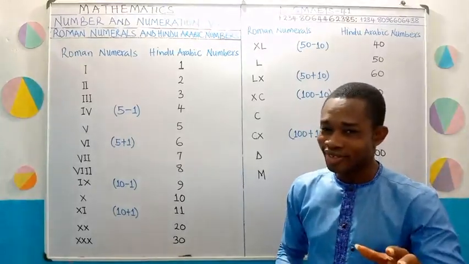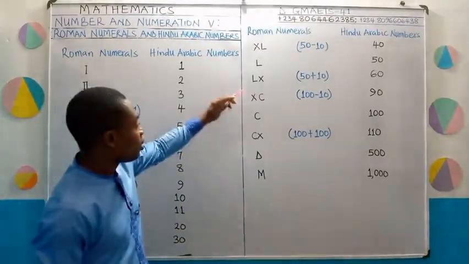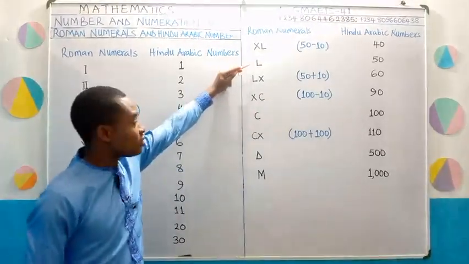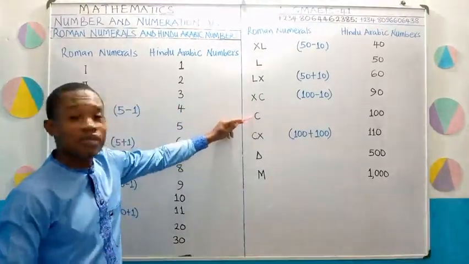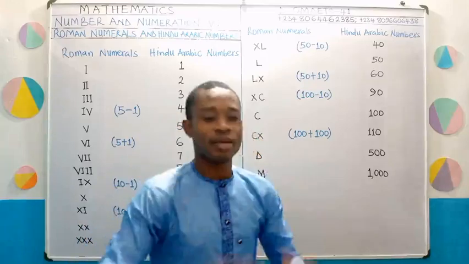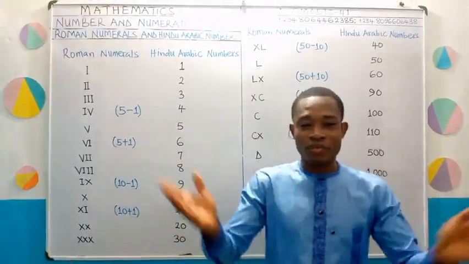No choice. Alright, another one you must memorize, L, very important. I told you that before. C, very important, D and M. So those ones, memorize them very well. The other ones are obtained by combining one or two of them.